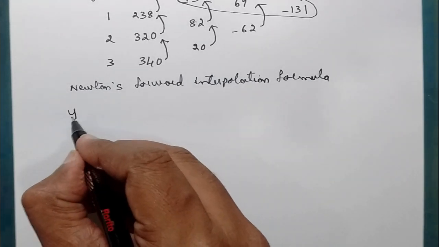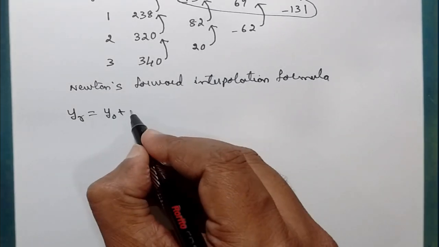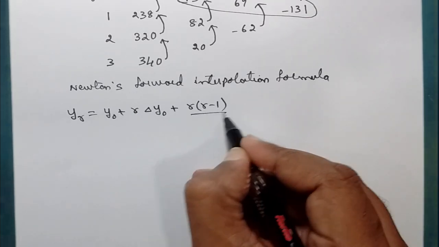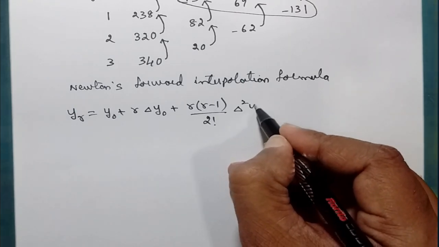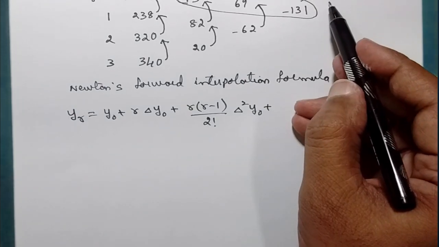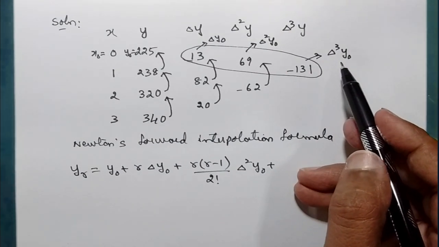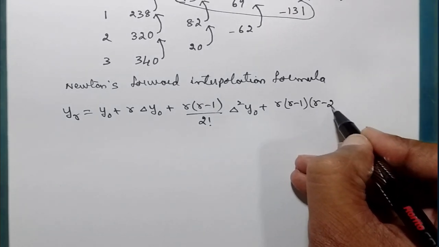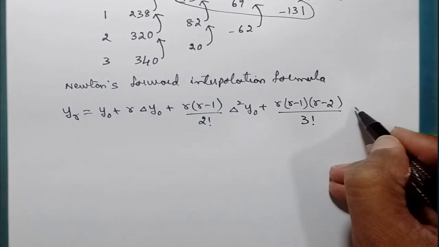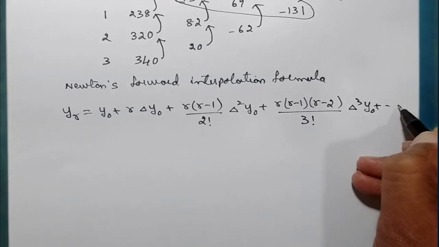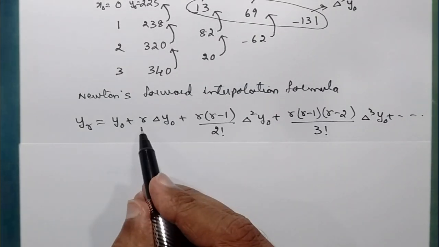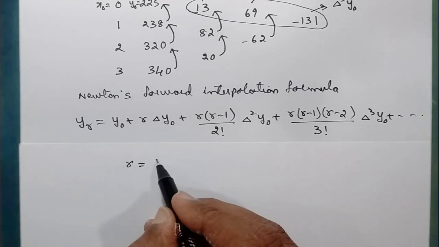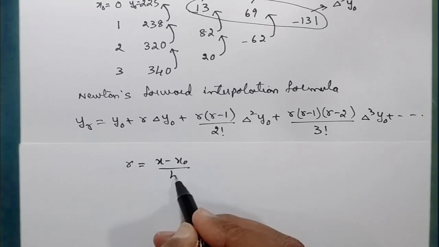The formula that we have is y r is equal to y naught plus r into delta y naught plus r into r minus 1 divided by 2 factorial delta square y naught. Here the value is up to delta cube, so you have to write down the formula up to delta cube: r into r minus 1 into r minus 2 divided by 3 factorial into delta cube y naught, and so on. Now here we need to find out the value of r. So what is the value of r for forward difference? It is x minus x naught by h.